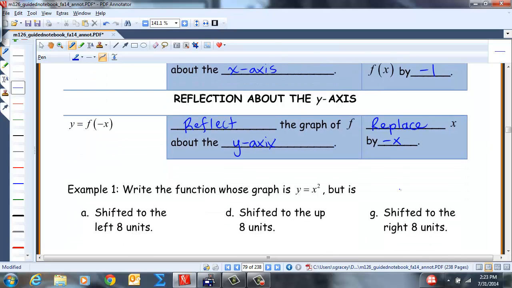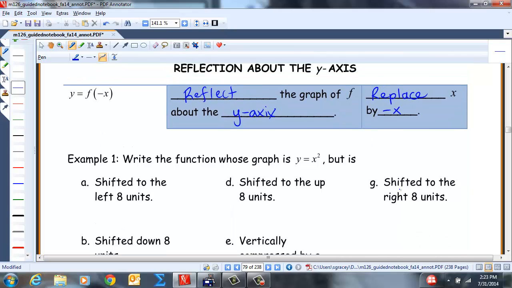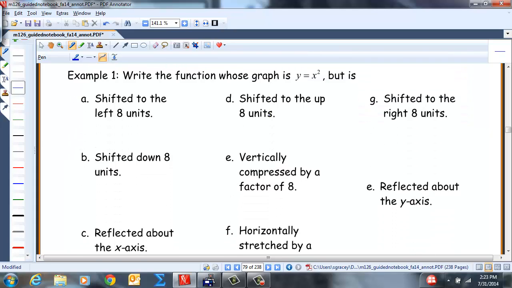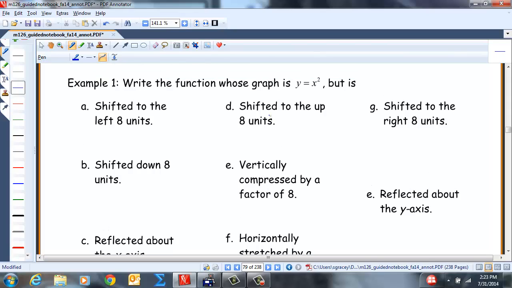Okay, so here's a little practice. We've looked at the pictures, so now let's look at these. And again, you can pause the movie if you want to try it on your own, or you can work along with me. So here we go. We're working with the graph of y equals x squared, but we want to write functions that have done these things.